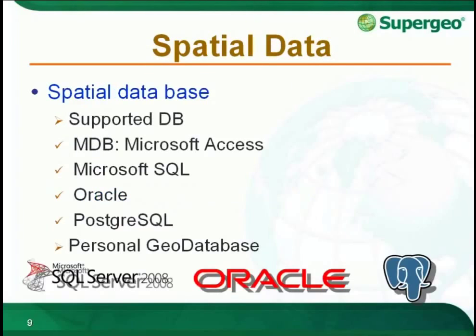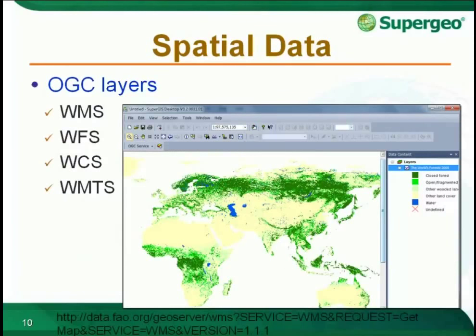SuperJuice Desktop can access different kinds of SQL Server, like Microsoft SQL Server, Oracle, and PostgreSQL Server. In particular, you can create your own personal geodatabase by SuperJuice Desktop. OGC layers are standard web map services for Internet clients to request the specified layer mapping. SuperJuice Desktop supports WMS, WFS, WCS, and WMTS data.